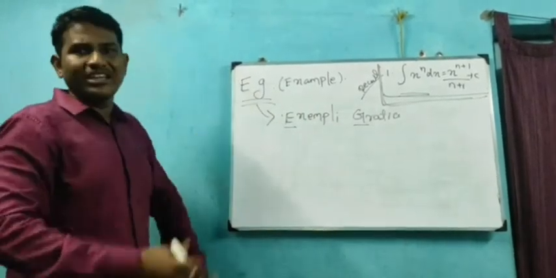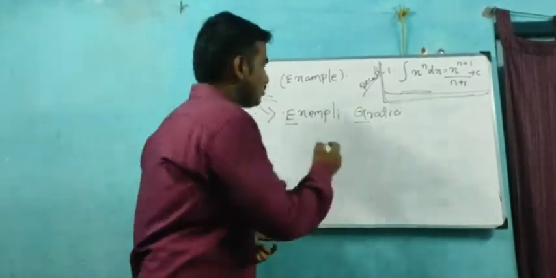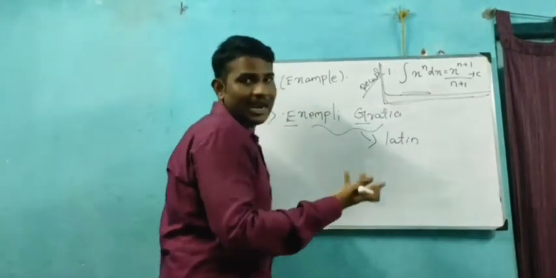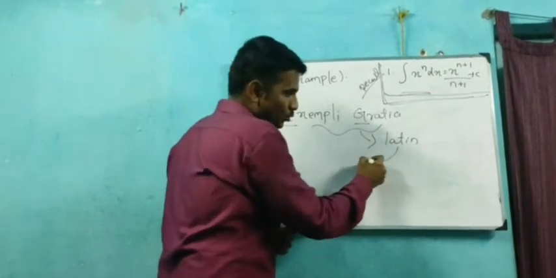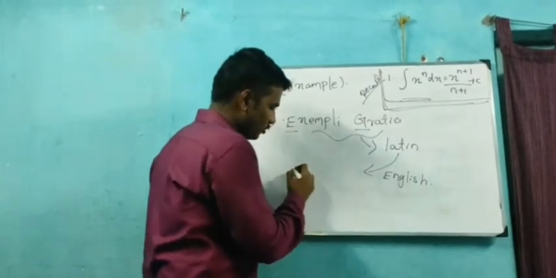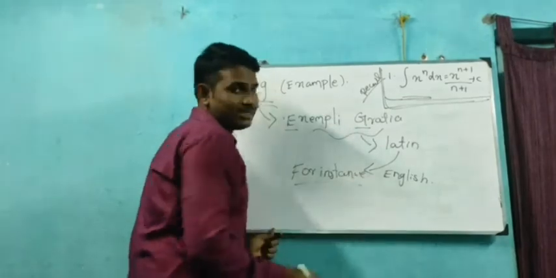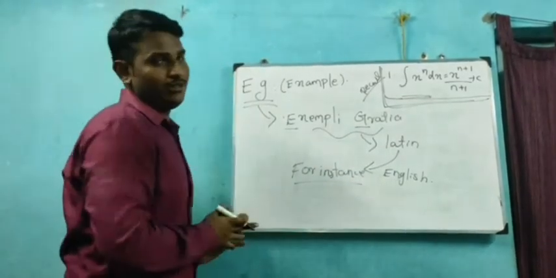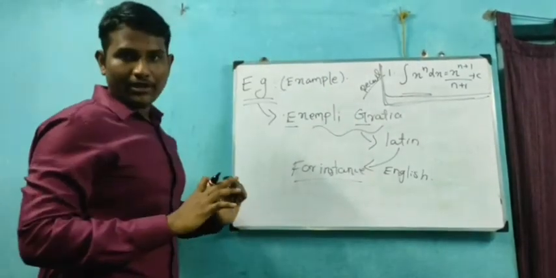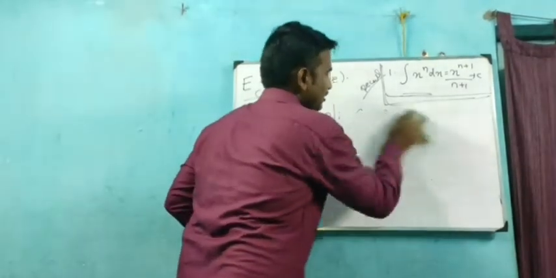What is the meaning of exempli gratia? It is basically a Latin word. If you check a Latin to English dictionary, it will show "for instance". For instance means example. So that's why, instead of the full word example, we are writing "eg". Okay, got it? Just for note only.